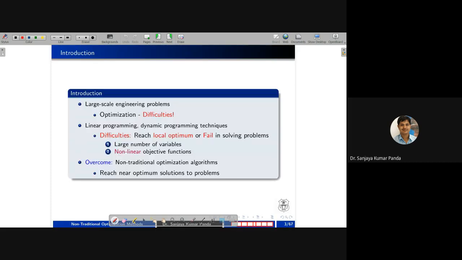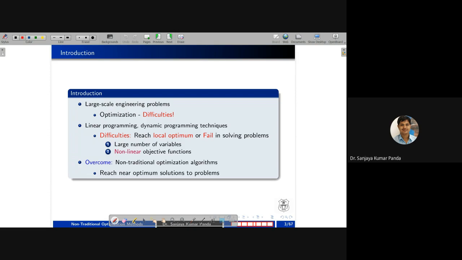So if you go for a complex problem, generally complex problems are also called large scale problems. Like if you want to do any scientific problem or if you want to solve any engineering problem, you will see such problems have numerous variables, and such variables are also dependent on each other. So in that case, if you apply the traditional optimization algorithms, you will face a lot of difficulties.